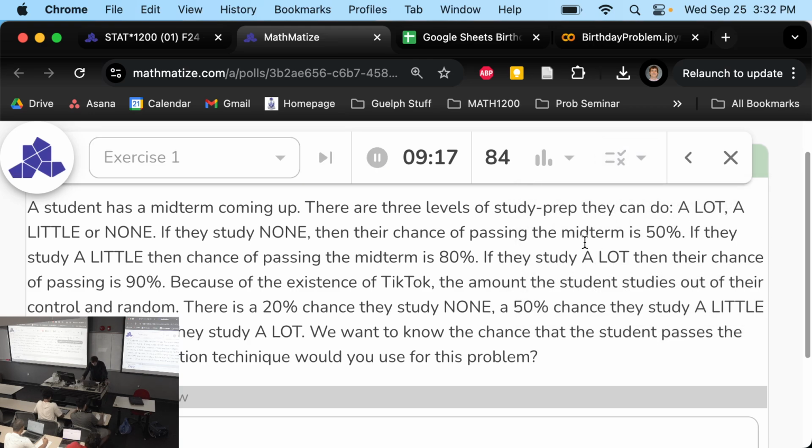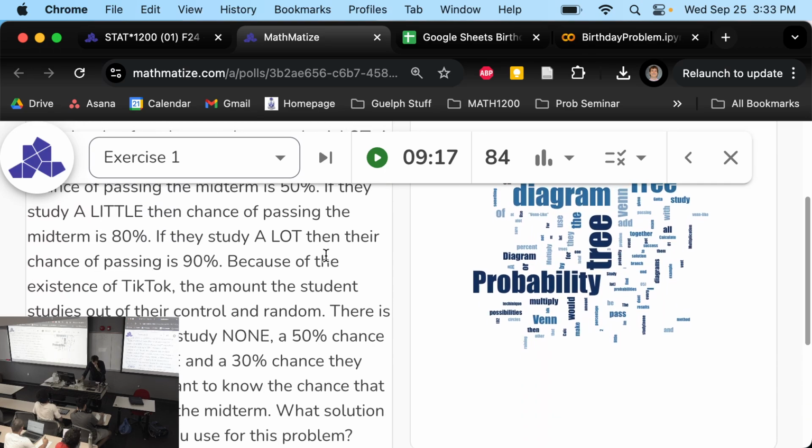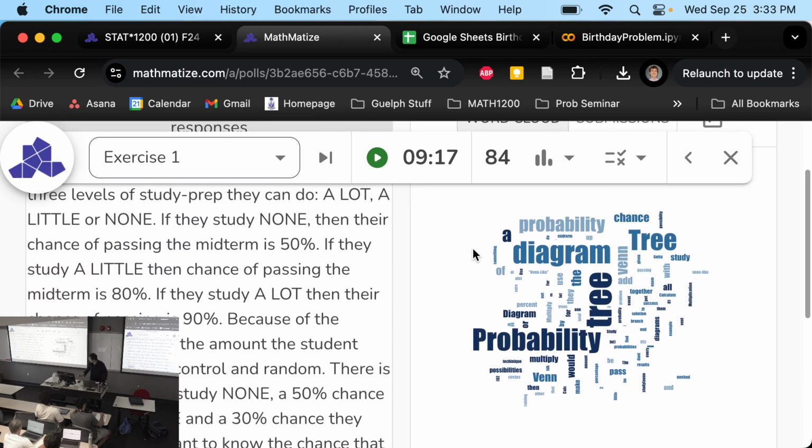Reveal counts. Okay, here we go. Ooh, okay, this is great. So there's lots of little words throughout. The big words are probability, and I see tree with a lowercase t or tree with a capital T. So very good. That's what I would do as well. Probability tree. Some people call that a probability diagram. That's the thing you want to do.